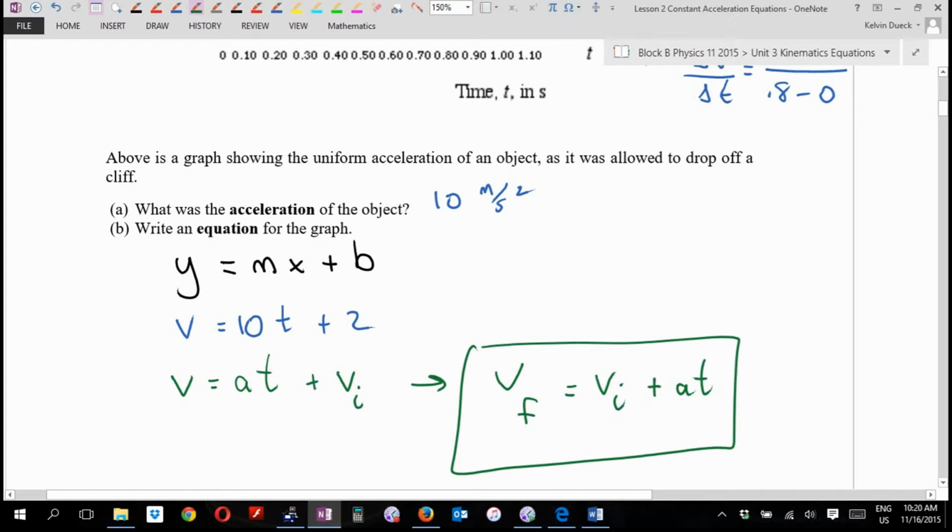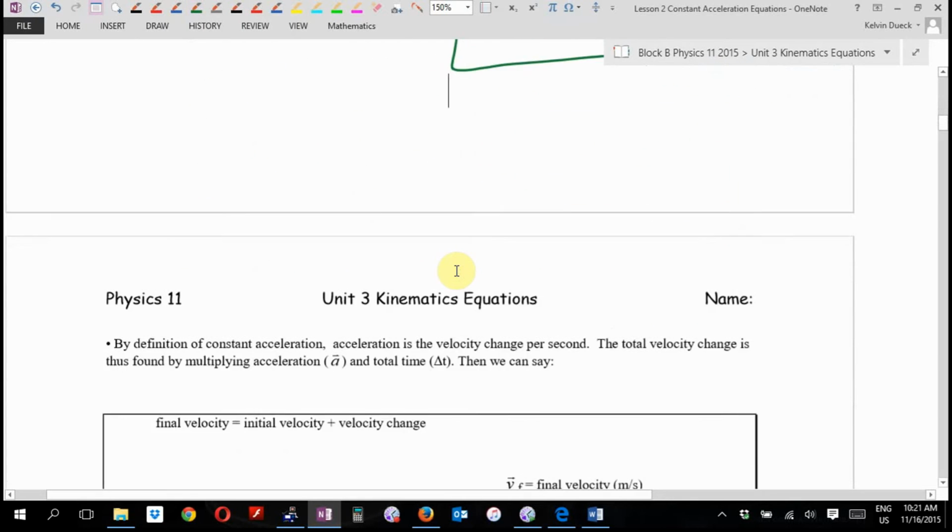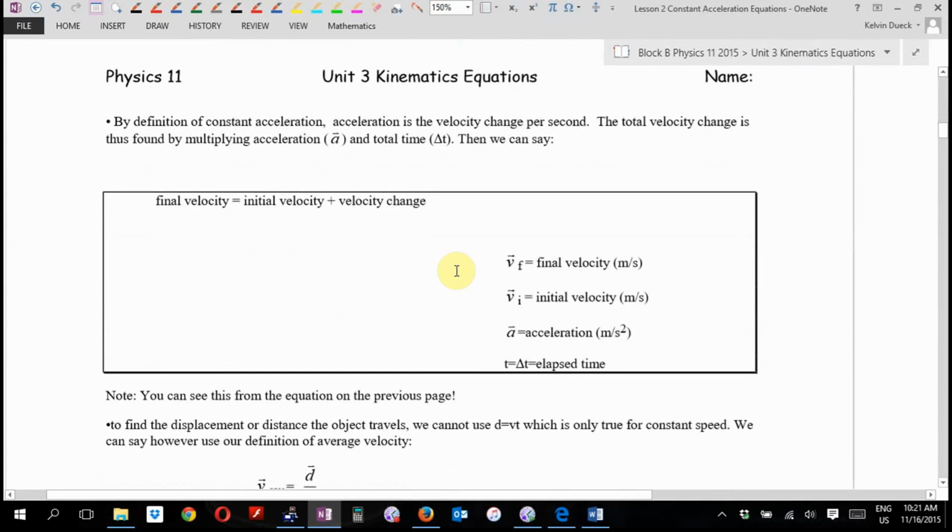It's just, if we get it from a graph, we go mx plus b instead of b plus mx, but it really is y equals mx plus b in disguise. Kind of cool in a nerdy sort of a way. Sitting there the whole time. So, by the definition of constant acceleration, acceleration is the velocity change per second. Total velocity, you know what?